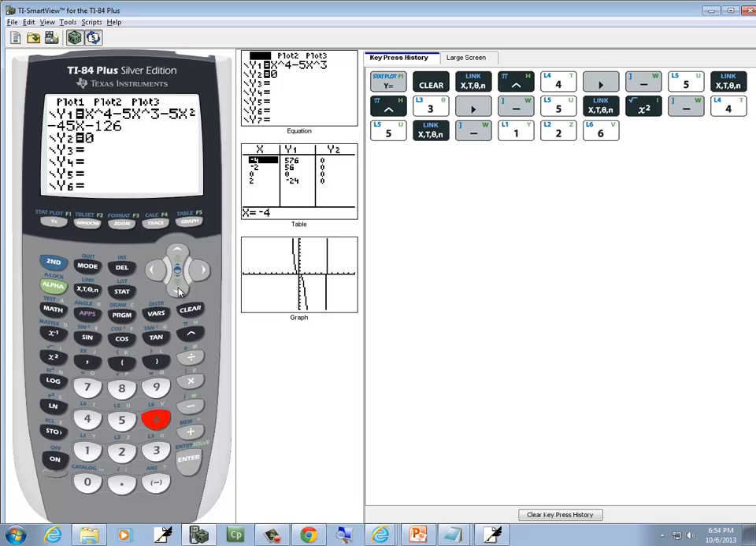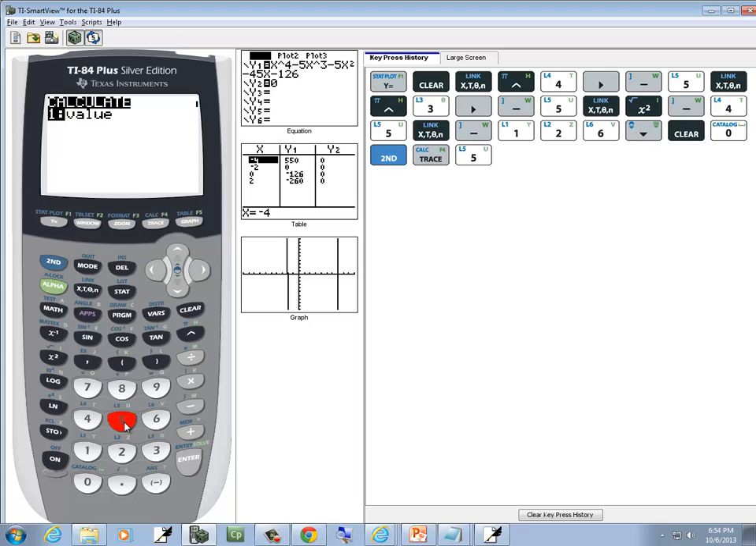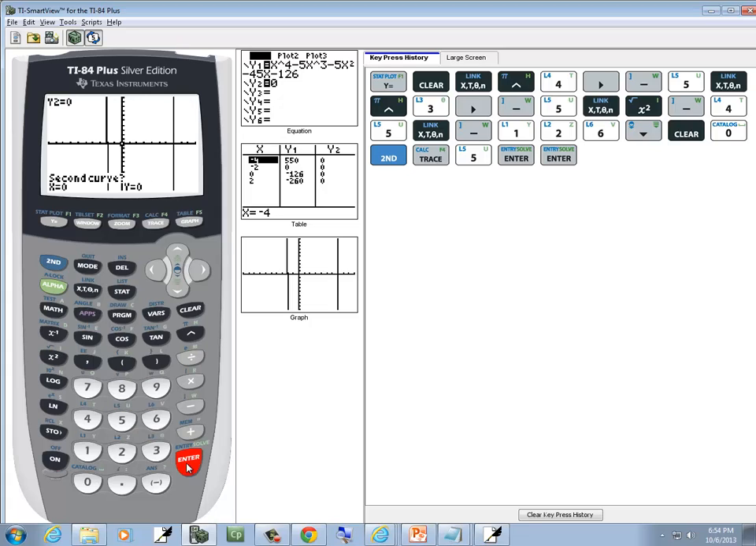Have to have 0 on y2. So if it isn't already there, down arrow to y2, press clear, and then put a 0. So then we'll go to the intersect method, do second trace, choose 5. Looks like -2 and 7. So then press enter on first curve, enter on second curve. Let me try -2. Yes, it is.